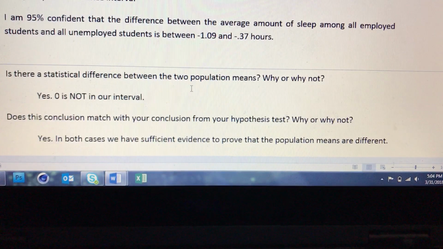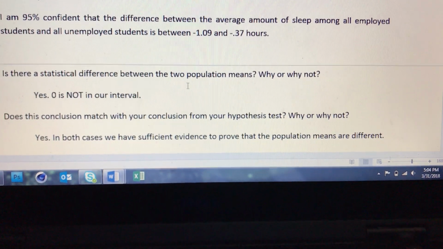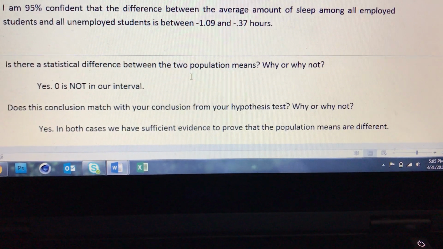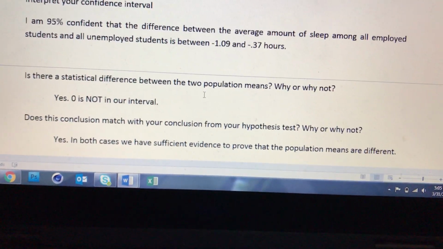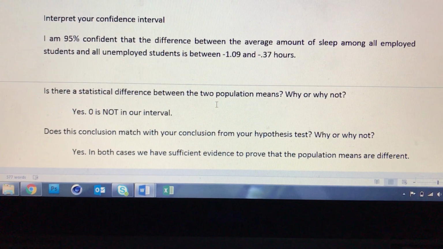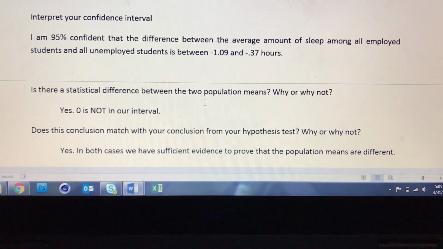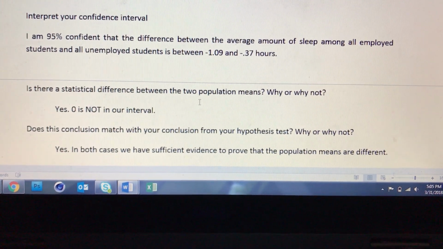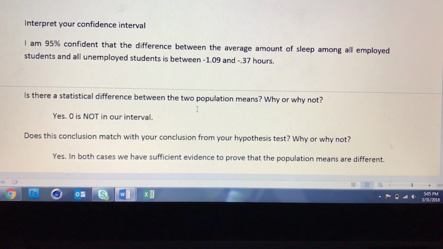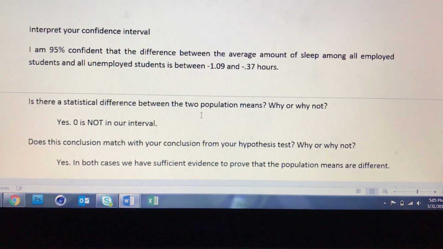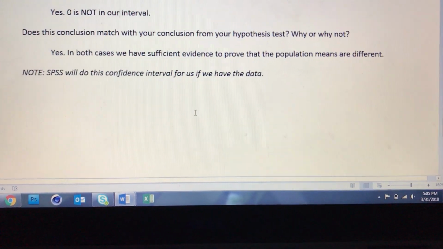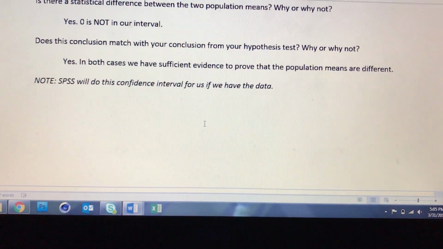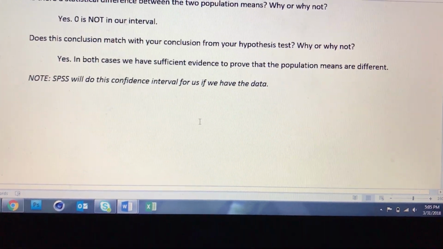In both cases, whether we're doing a hypothesis test or a confidence interval, we have sufficient evidence to prove that the population means are different. Essentially, if you don't have to work while going to school, statistically speaking, on average, you are able to get more sleep than those that do have to work. If you do not have to work, you should count your blessings, because you just have more time for everything else, including sleep, including hanging out with friends, and all that stuff.